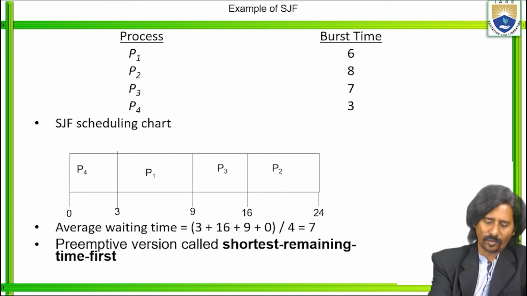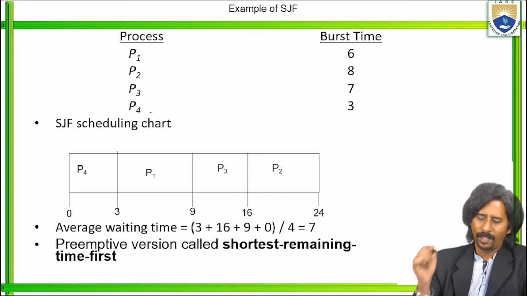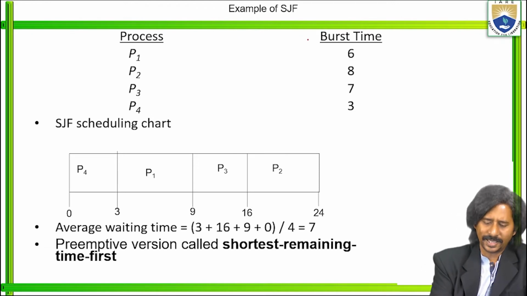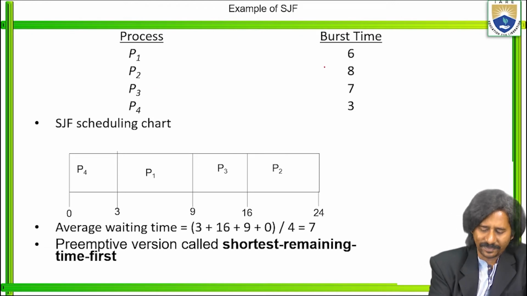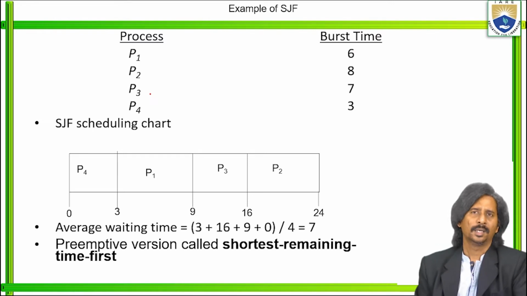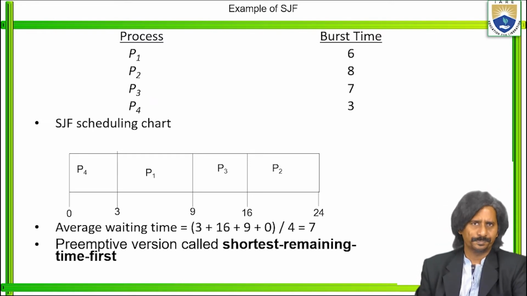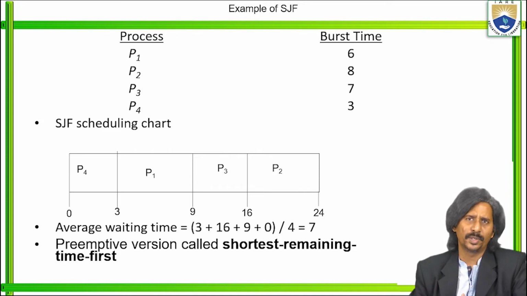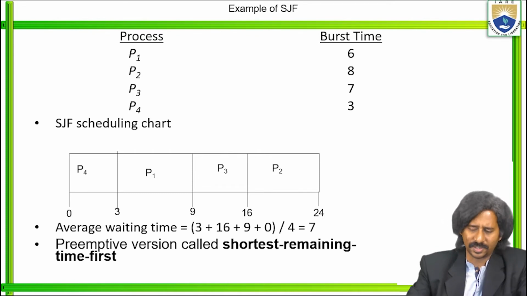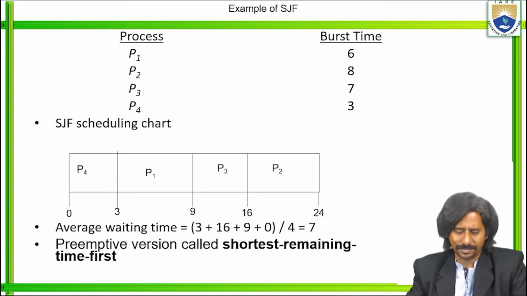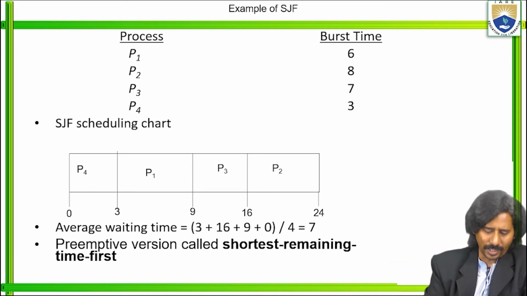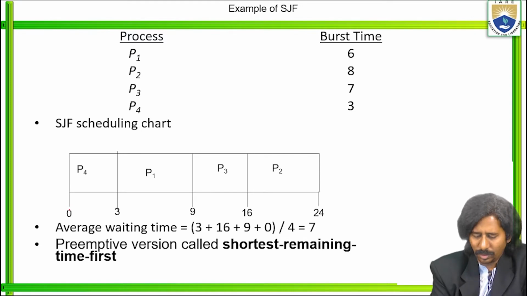Let us take 4 processes P1, P2, P3, P4. The burst times for the associated processes are P1 6, P2 8, P3 7 and P4 3. Now here we need to explain this SJF scheduling algorithm based on these 4 processes and their burst times. So first of all, we need to draw a Gantt chart. See here, 0, right?